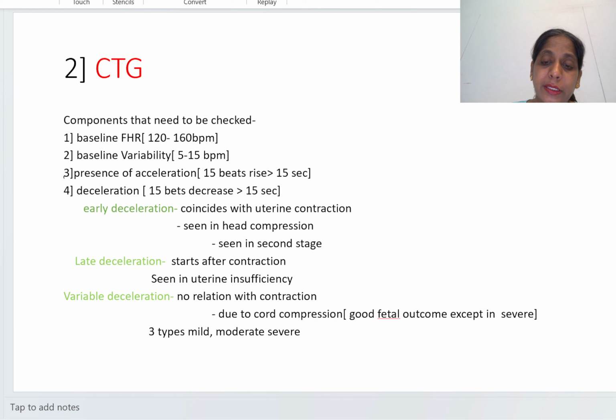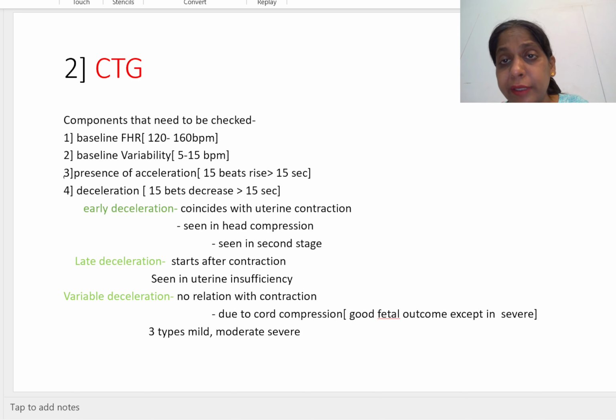Okay, now let's see. One test which we are going to do for the intrapartum fetal monitoring is auscultating the fetal heart rate. Okay, that I told you, we have to auscultate for 60 seconds every 30 or 15 minutes in the first stage, and every 5 minutes for the second stage of the labor. Now let's see components that need to be checked. So what all factors we have to see in the cardiotocograph. Here we have to see the fetal heart rate.